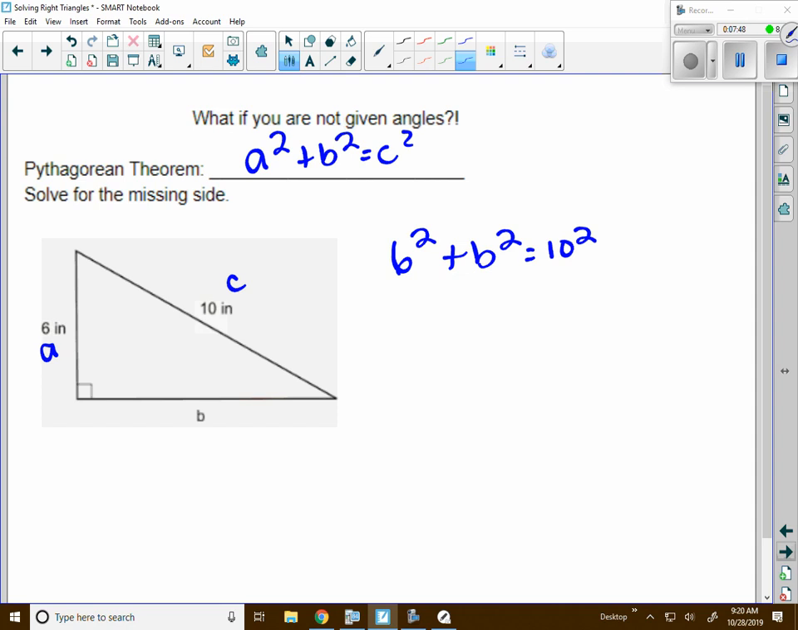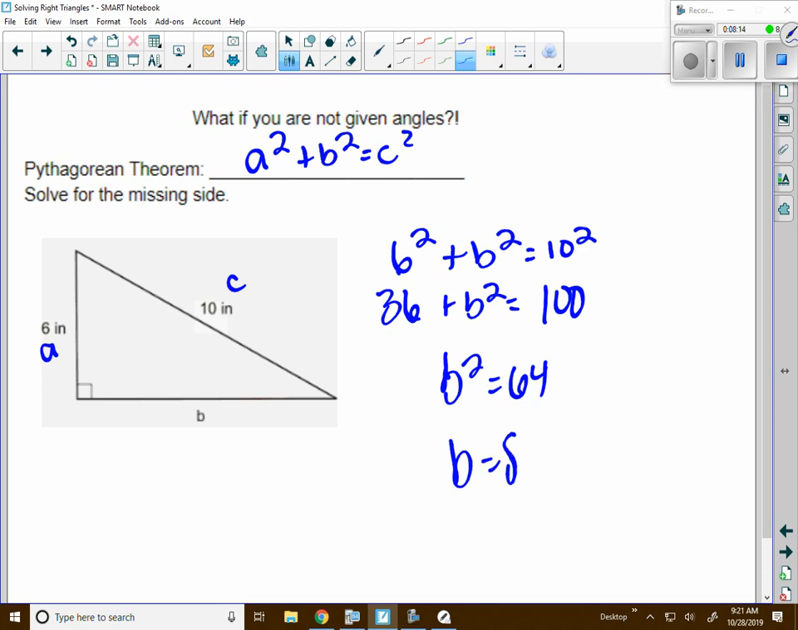First thing we need to do is get rid of squares. What's 6 squared? 36. Thank you, whoever said that. What's 10 squared? 100. Subtract 36. And then take the square root of both sides, and you should get b is 8, and our unit is inches. And we can find that in our triangle. So be cautious of your label.